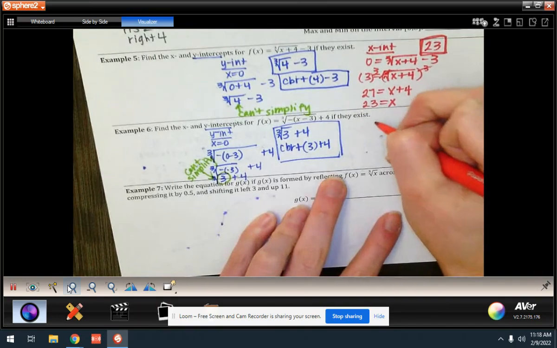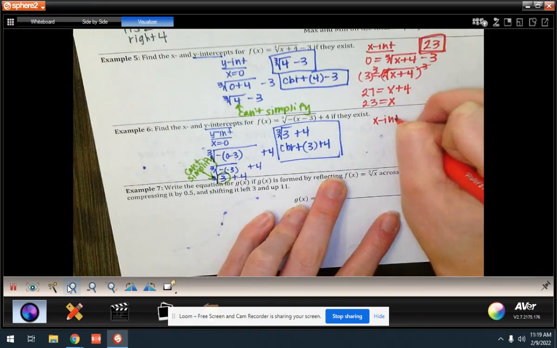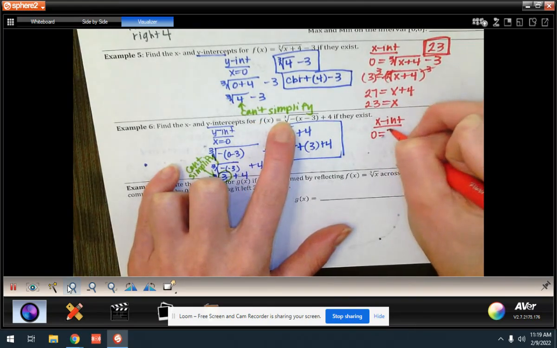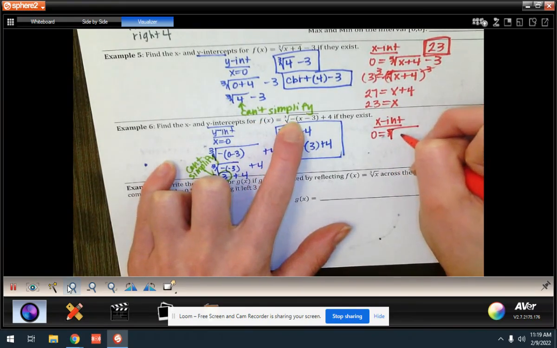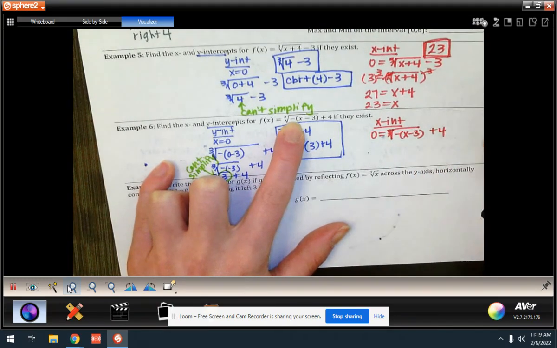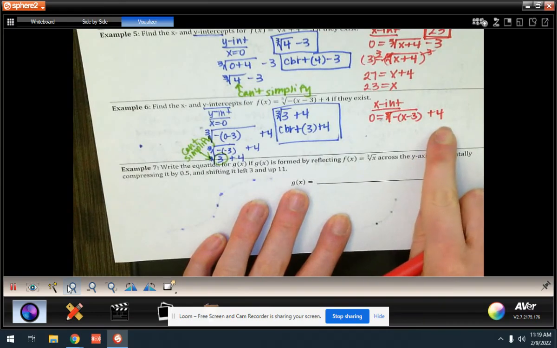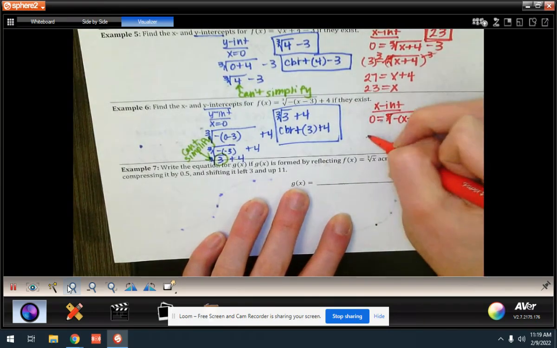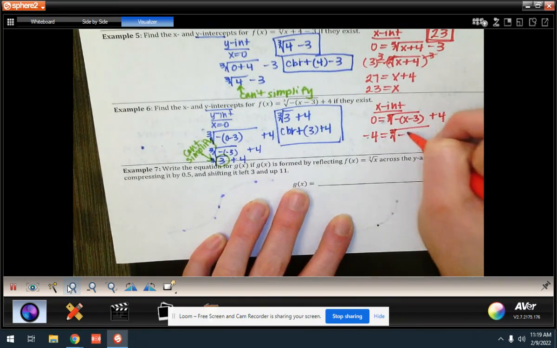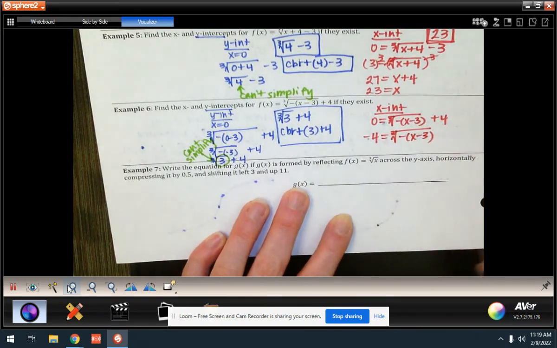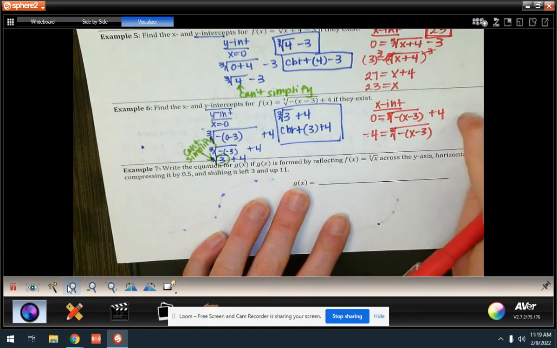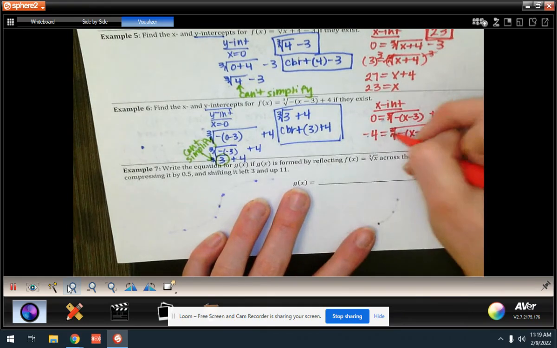All right, x-int. Plug in 0 for the y, solve for the x. That plus 4 is outside the radical. We take care of that first by subtracting it. Now everything left on this right-hand side is trapped under this cube root. This is where we cube both sides.